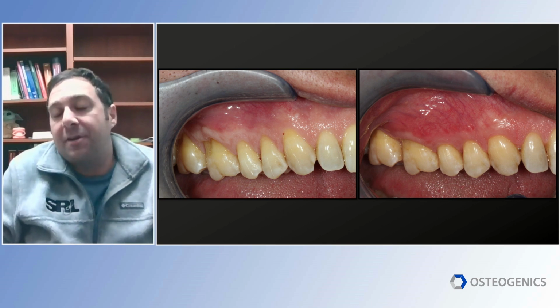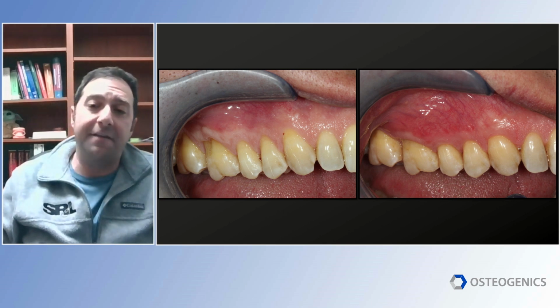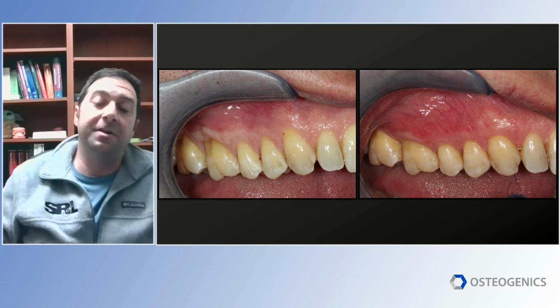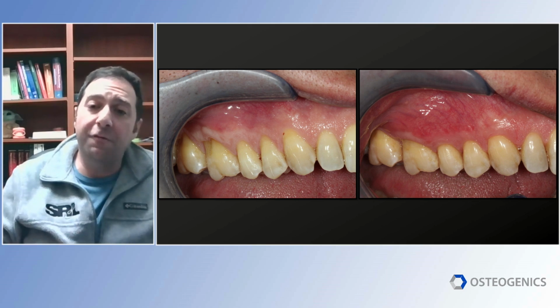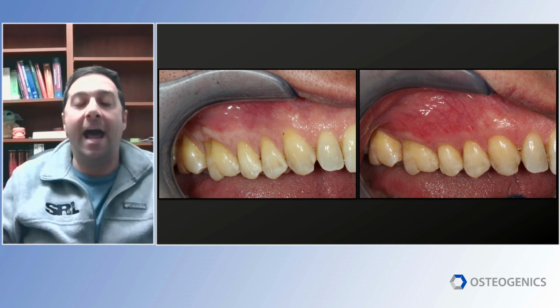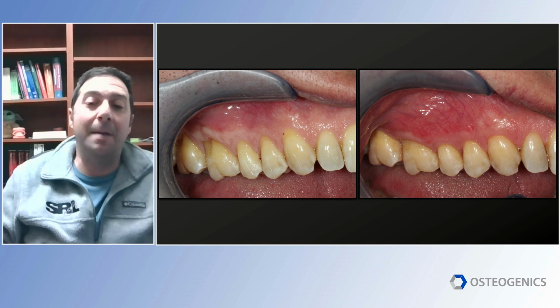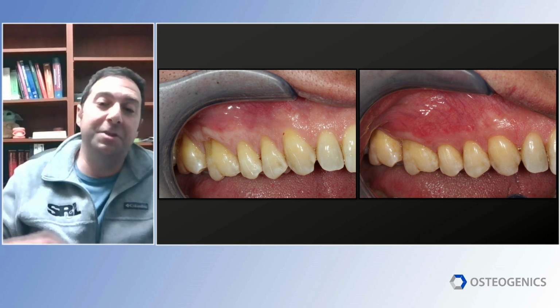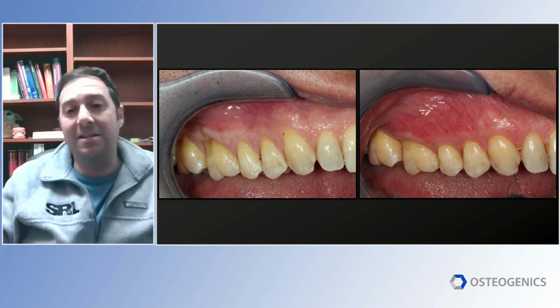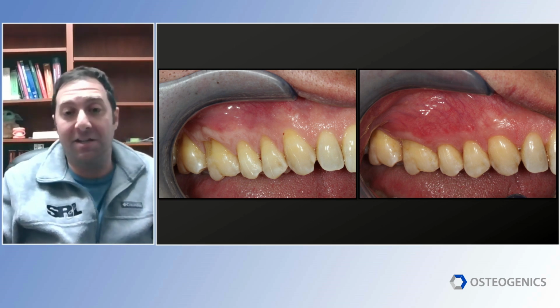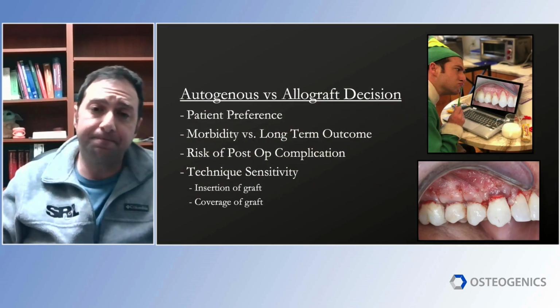And again, here's another case where I treated it with an allograft, and you can see a really nice result. Good increase in tissue thickness, root coverage. And again, the patient was very happy. And at the end of the day, sometimes a patient doesn't worry as much about the millimeter that you were able to gain or not. A lot of times they're really concerned about the morbidity associated with the procedure.